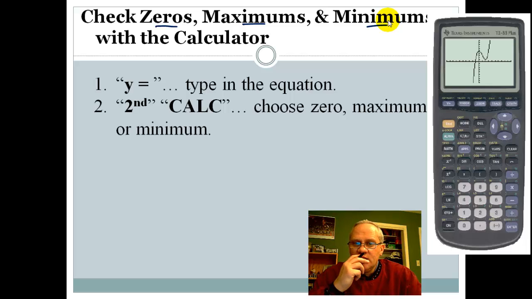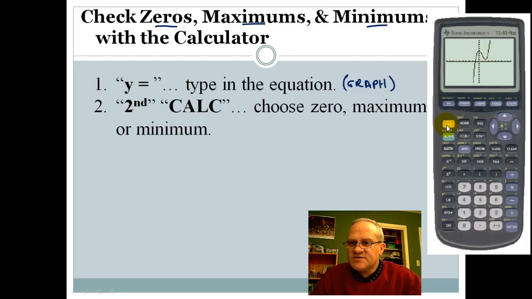Then you type in second and calc, and then you can choose which one you want to do, if it's the 0, the maximum, or the minimum. So here, this is the equation that we just did already, right? I guess I maybe should have said here, after you type in the equation, you probably want to hit the graph button. I don't know if you have to, but that'll work if you hit the graph button.